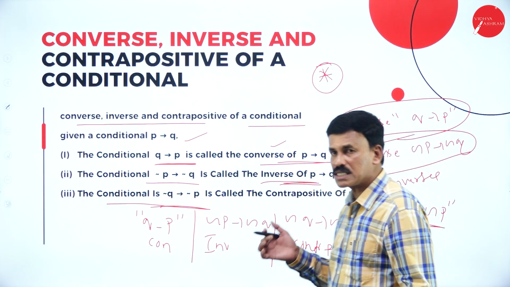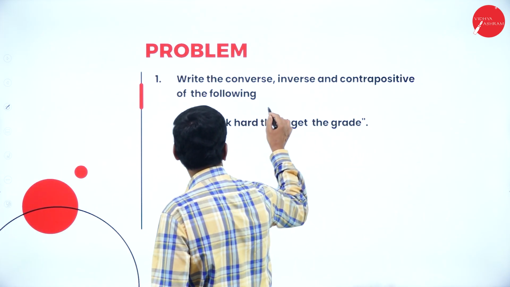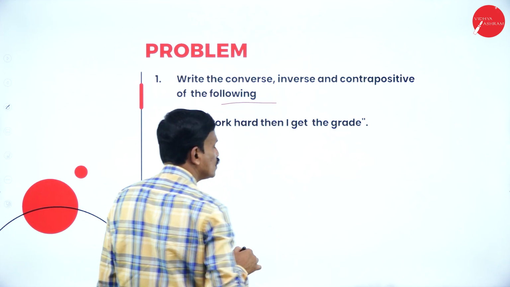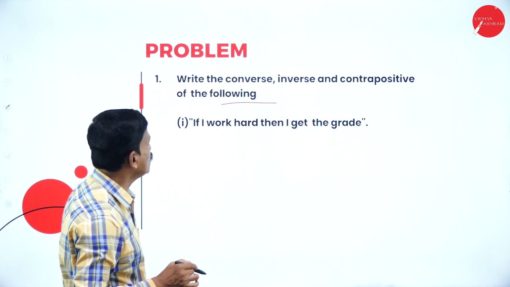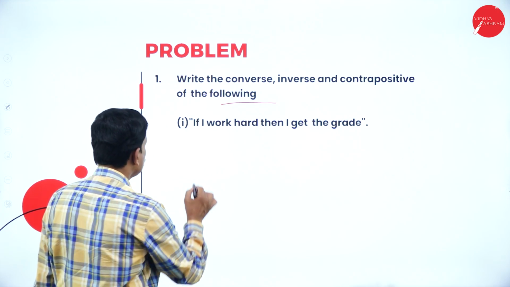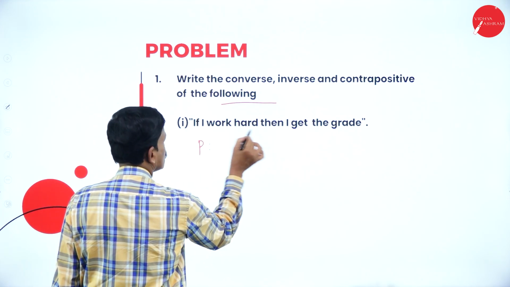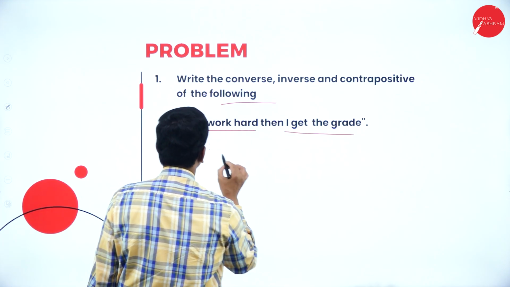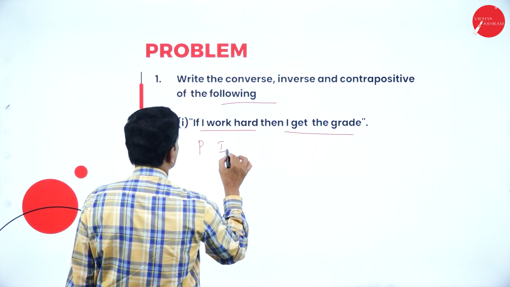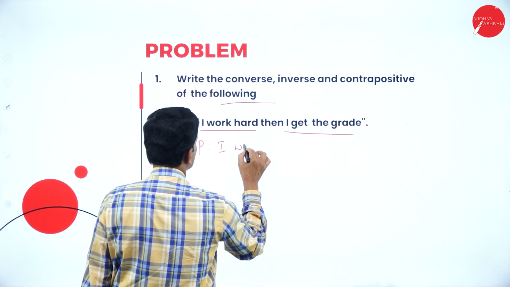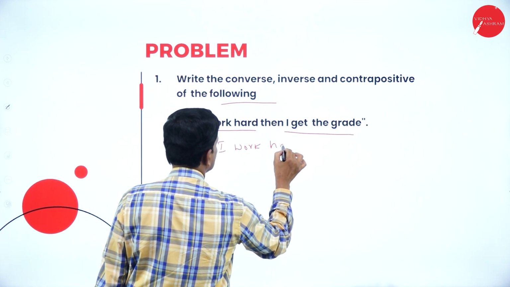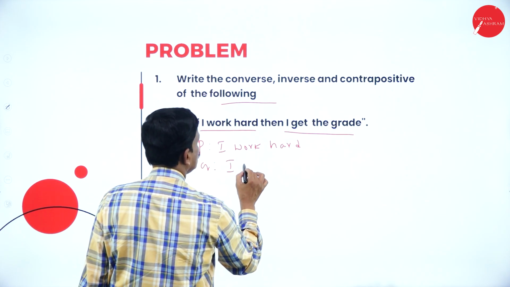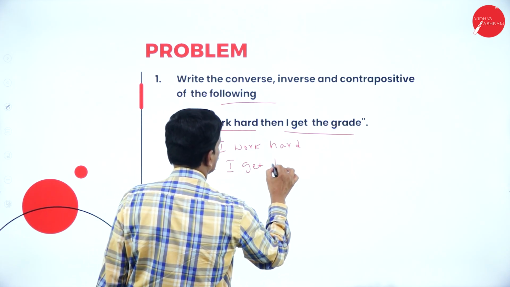Now based on this, let us take a problem. Write the converse, inverse, and contrapositive for the following statement. If I work hard, then I get the grade. What is P here? This is the conditional statement: if, then. If I work hard is P. What is Q here? Q is nothing but I get the grade.